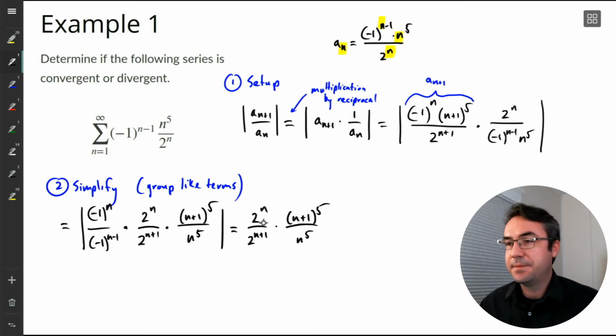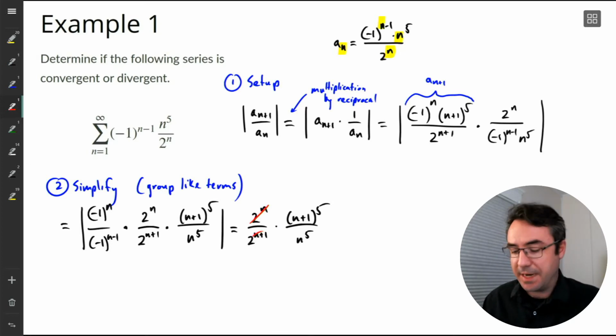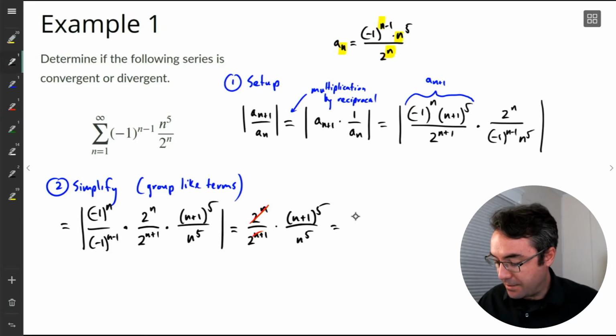Next, we can simplify these powers of 2. If we look at this, there's n copies of 2 in the numerator, and then there's n plus 1 copies of 2 in the denominator. So when we cancel out all these powers of 2, everything's going to cancel out in the numerator, and we're going to have 1 power of 2 left in the denominator. So we're going to have 1/2.